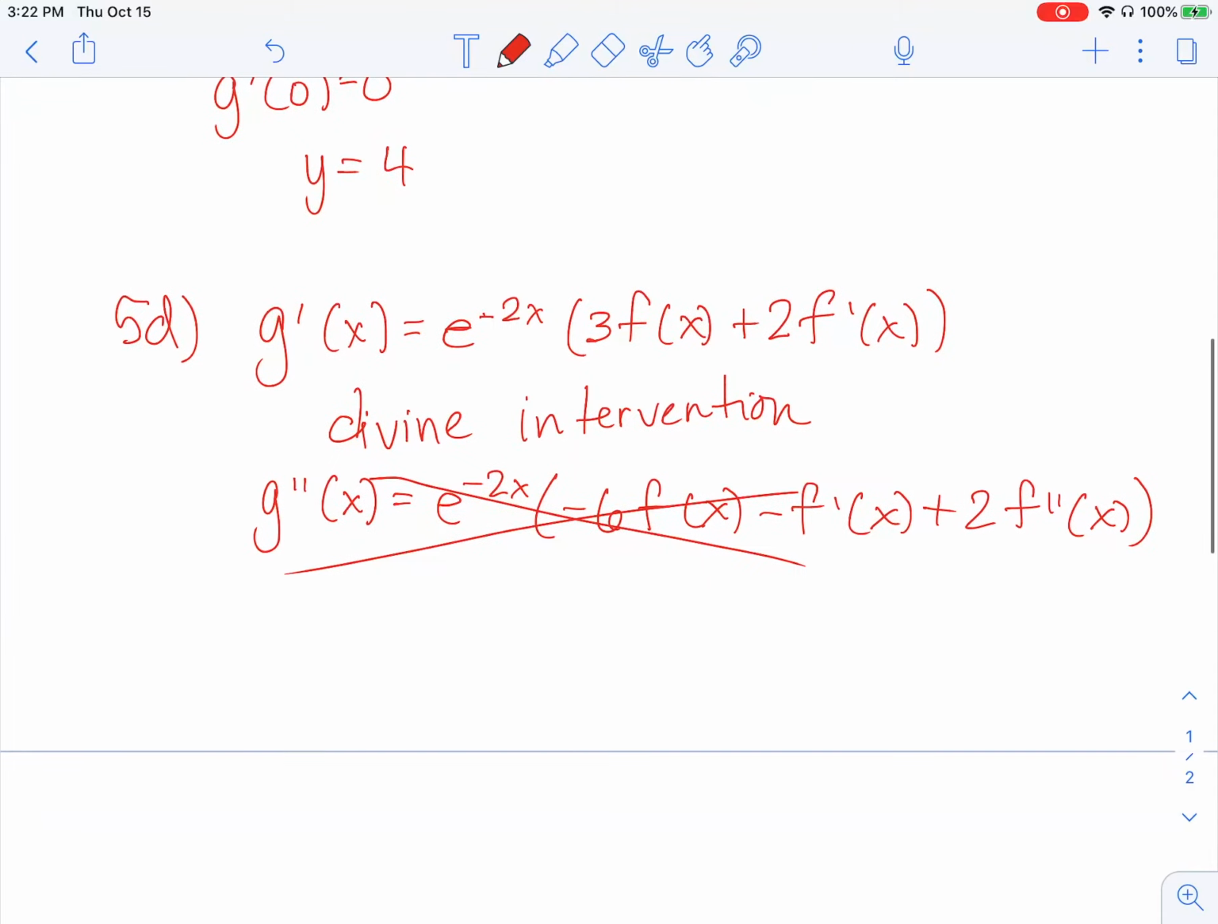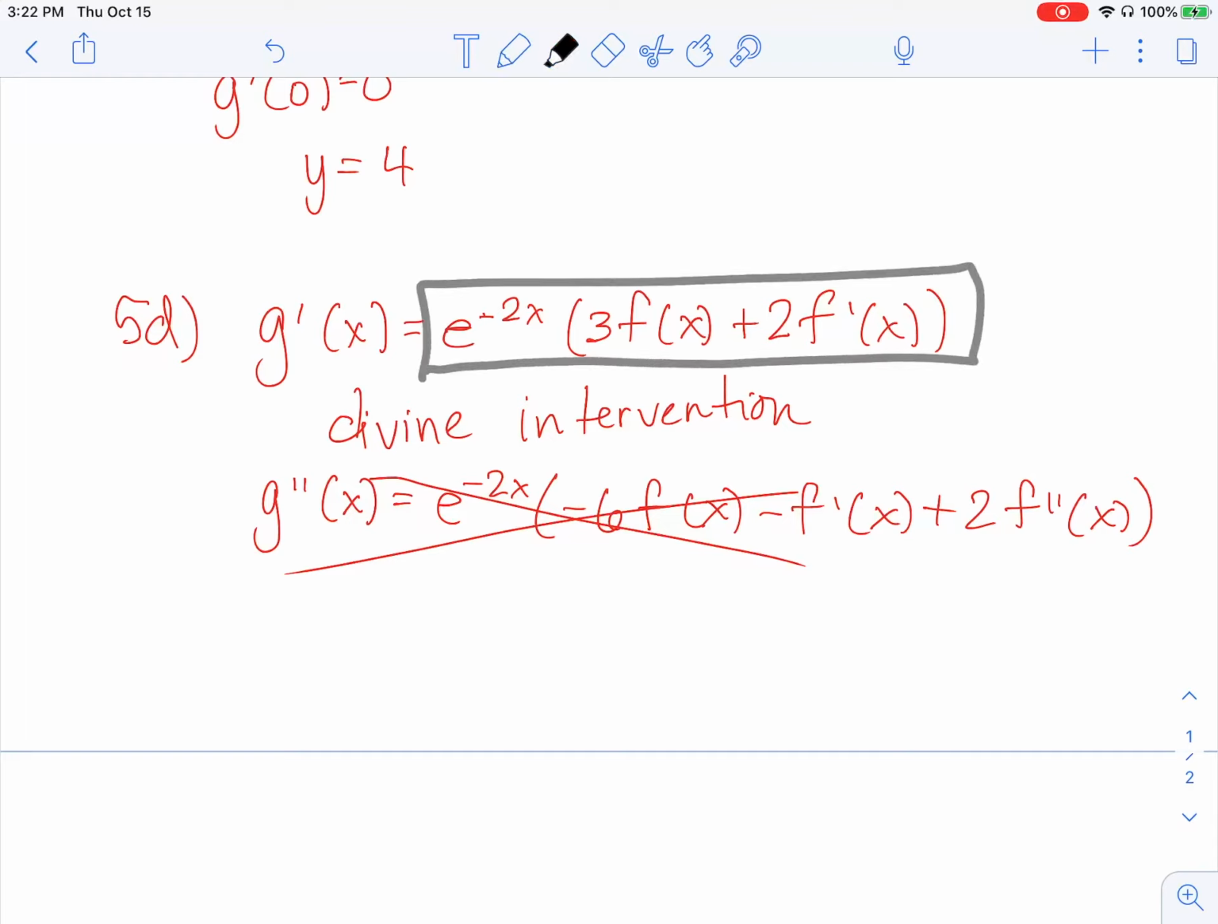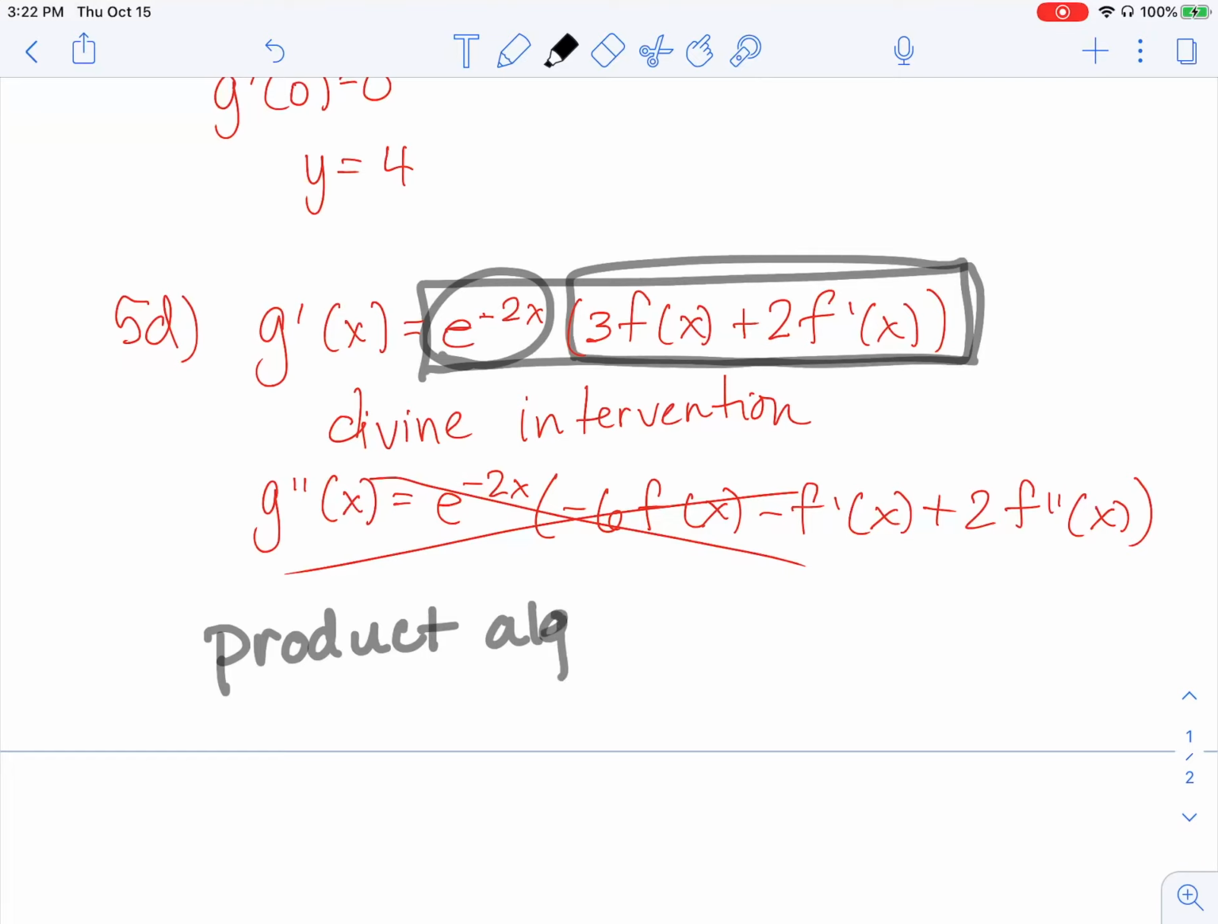So what I need you to do, if you did not get full credit, I need you to actually go and do product rule, okay? Treating this guy as your first function, treating this as your second function. So you're going to do that, rework that. So the derivative of the second times the first plus the first times the derivative of the second. Okay, so I need to see some serious product rule with a little bit of algebra, not divine intervention.